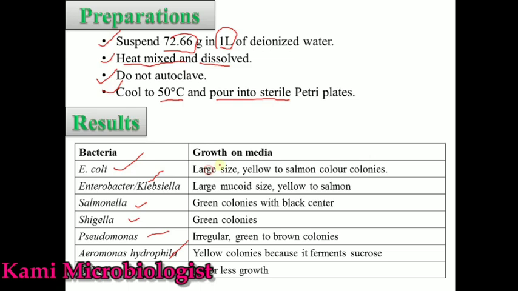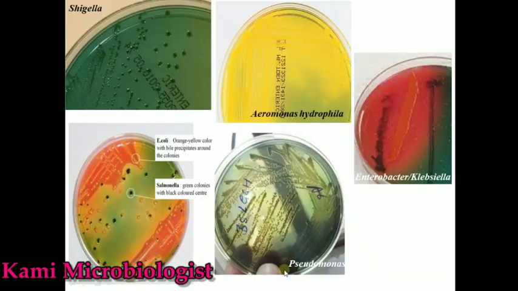E. coli mostly produces large yellow to salmon color colonies. Enterobacter and Klebsiella mostly produce large mucoid yellow to salmon colonies. Salmonella produces green colonies with black center. Shigella produces green colonies. Pseudomonas produces irregular green to brown colonies. Aeromonas produces yellow colonies because it ferments sucrose. And obviously gram-positive bacteria do not grow.